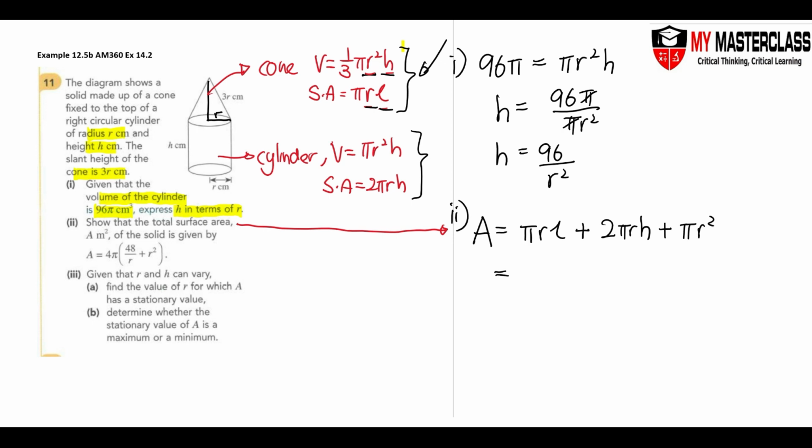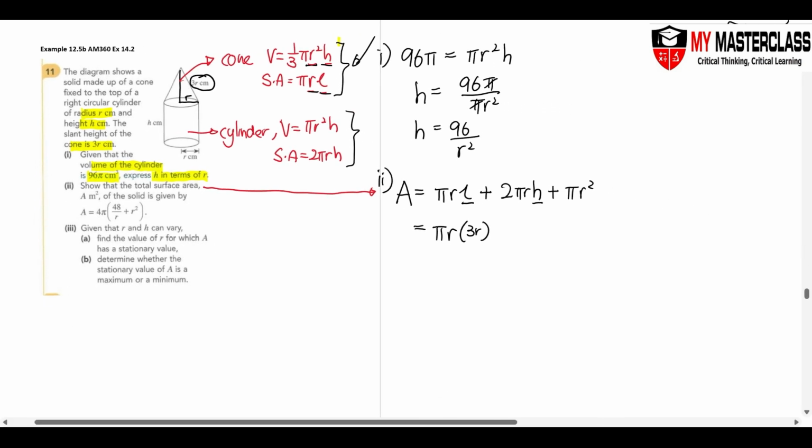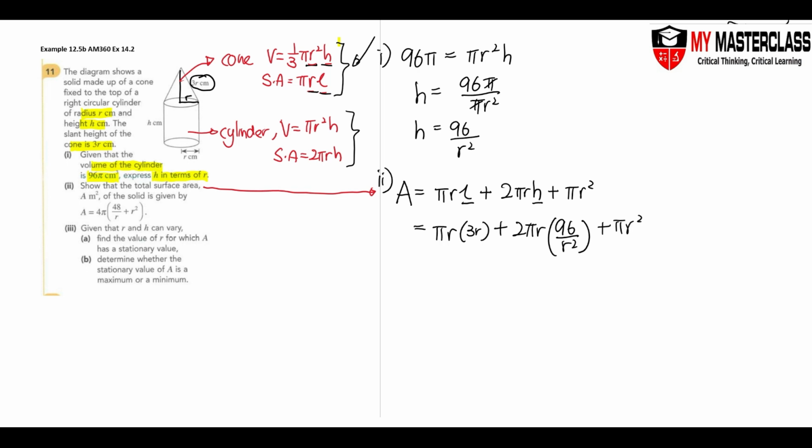And now, let's replace all the non-R terms in terms of R. πR, the slant height L, they actually already very nicely tell you that this is 3R. If not, sometimes you have to use either similar triangles or Pythagoras' theorem to find out the L. Plus 2πRH, you also already have 96 over r². Plus πr².